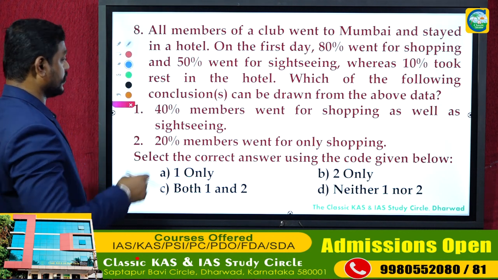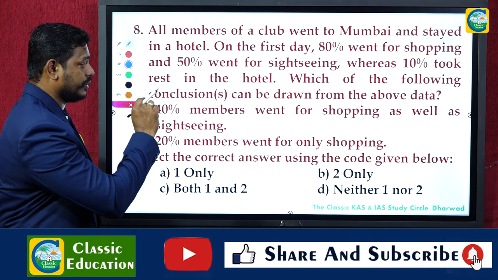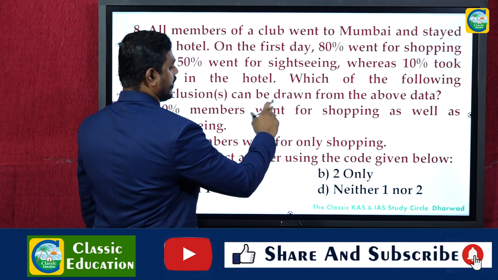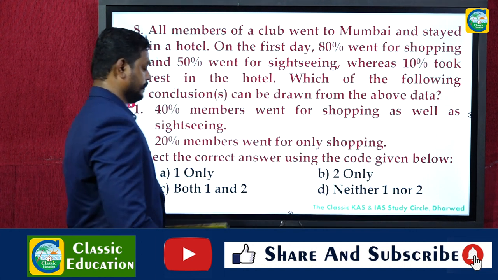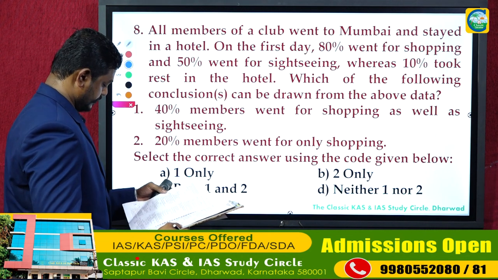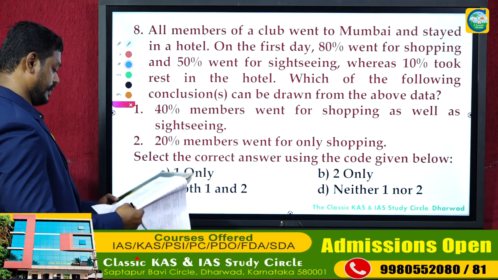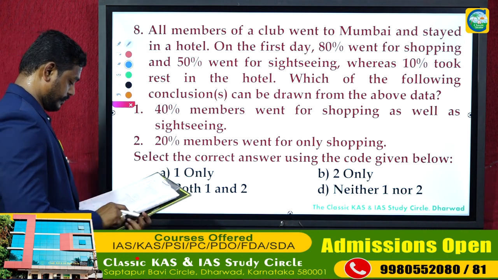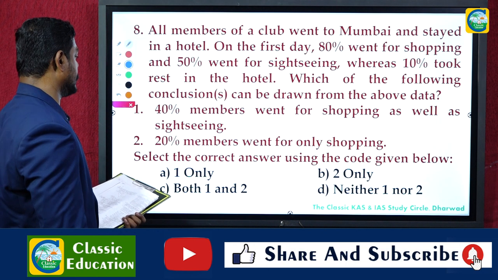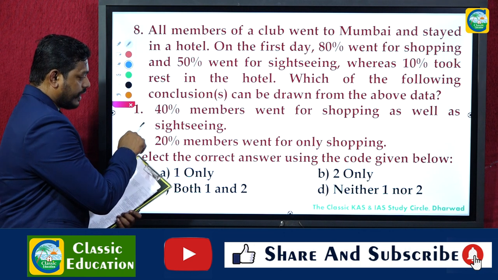First one here, the conclusion number one they have given. You have to see the question here: which of the following conclusions can be drawn from the above data? That is question number 8. First one, 40% members went for shopping as well as sightseeing. So we have to get to know whether this is correct or wrong. We'll have to check this one.